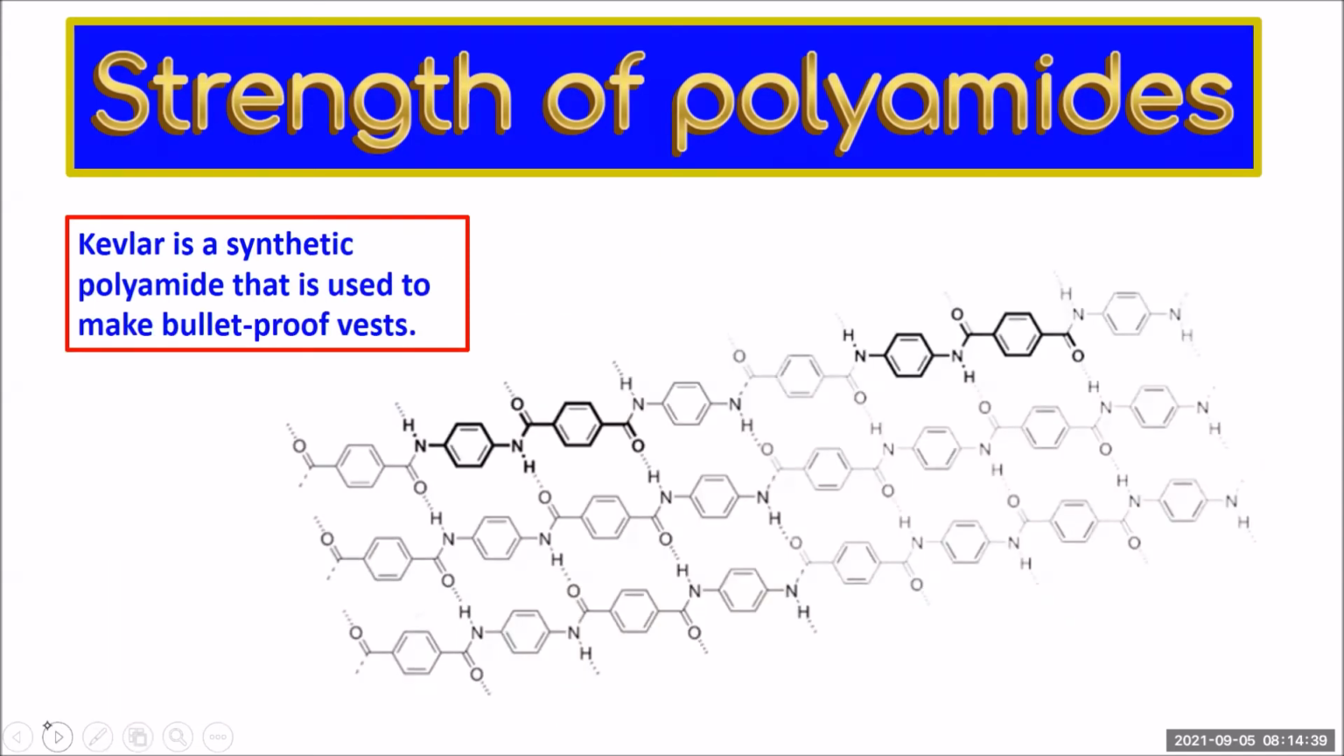Kevlar is a synthetic polyamide that's extremely strong. Again, we see many hydrogen bonds occurring between the polymer chains. This is so strong that it's used to make bulletproof vests.